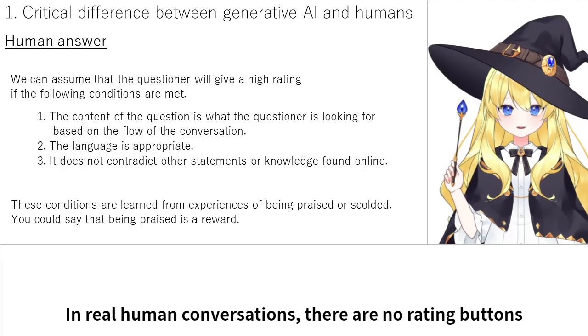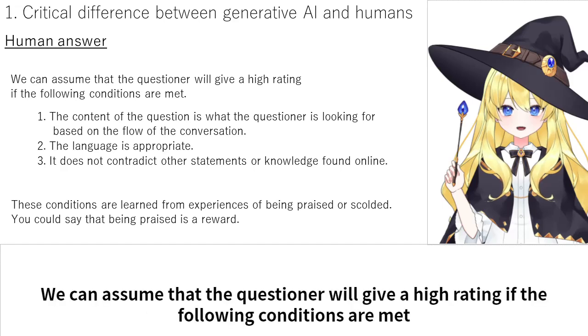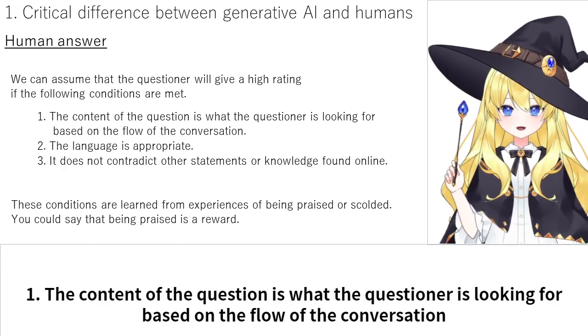In real human conversations, there are no rating buttons. Let's think about how humans respond. We can assume that the questioner will give a high rating if the following conditions are met. 1. The content of the answer is what the questioner is looking for based on the flow of the conversation.